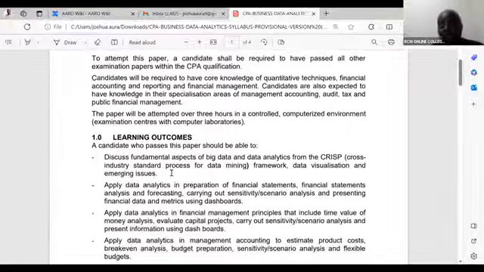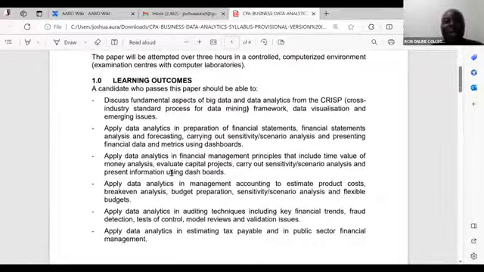So what are the learning outcomes? A candidate who will be able to ace this paper should be able to discuss fundamental aspects of big data and data analytics from the CRISP.